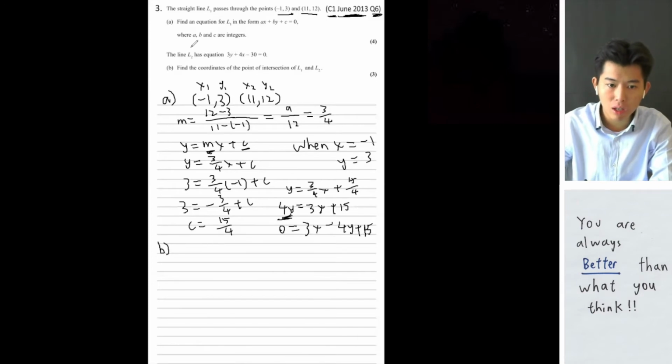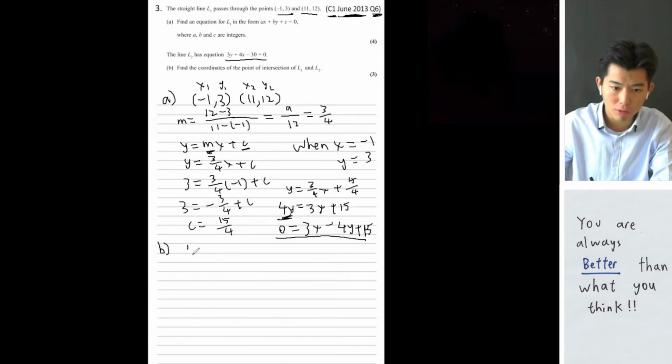And for part B, the line L2 has equation 3y plus 4x minus 30 equals 0. They want us to find the intersection between this equation here and this equation here. We already know that this equation can be written as y equals 3 over 4 x plus 15 over 4. The other line would be 3y plus 4x minus 30 equals 0. And now all we have to do is substitute this y into this y here.